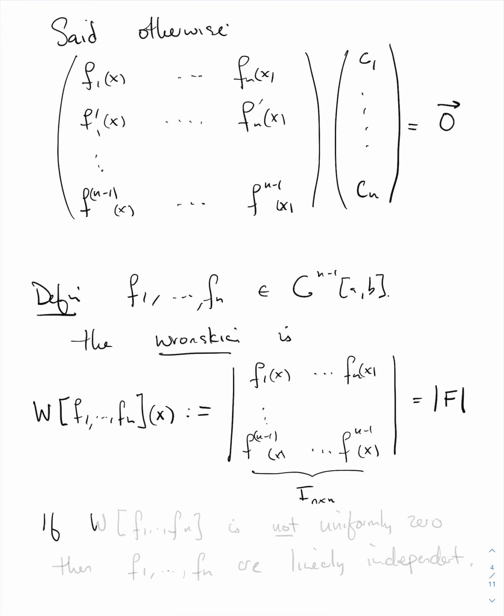If the Wronskian is not uniformly zero, as in there is some x for which this determinant is not zero, then f1 through fn are linearly independent.